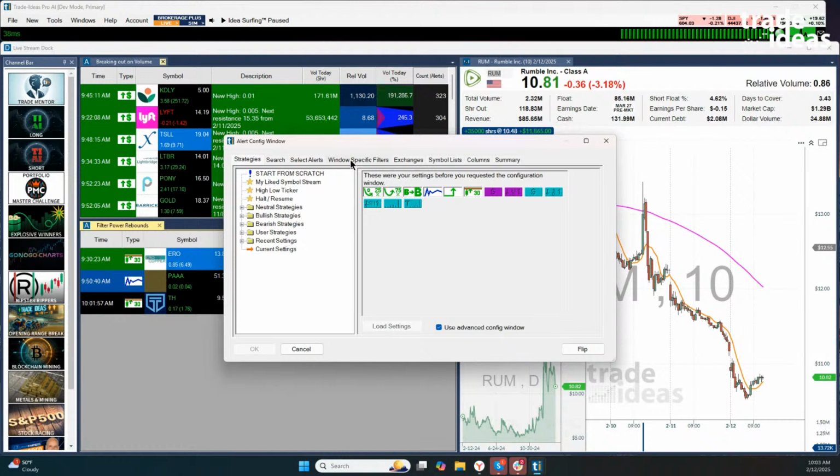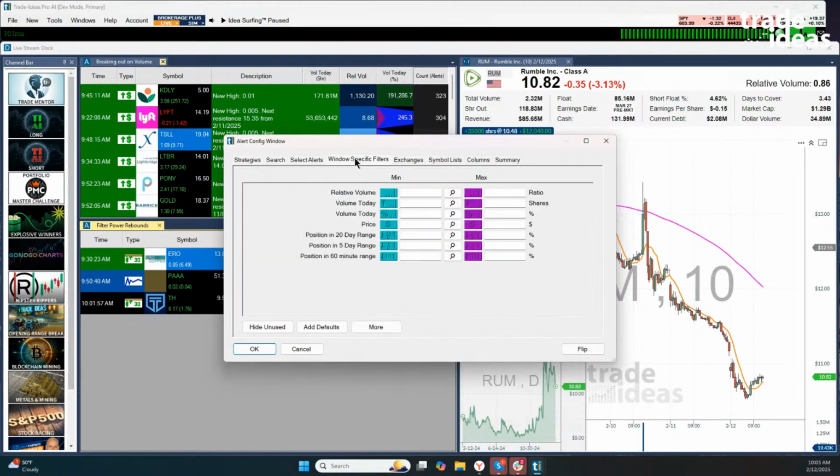We're going to start from scratch. Sometimes, again, this is another good thing that you want to do. You want to start from scratch because there's nothing there. Okay. And when I start from scratch, I'm going to go to Windows specific filters. And once again, I'm going to say some basics. Has to be trading some volume. Volume today, at least 500,000. Okay. Minimum price of $5 and maximum price of $55.